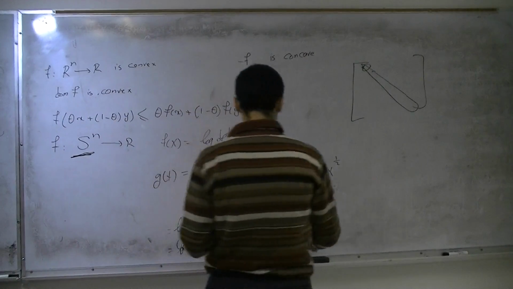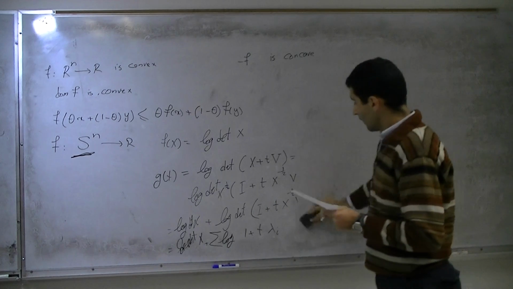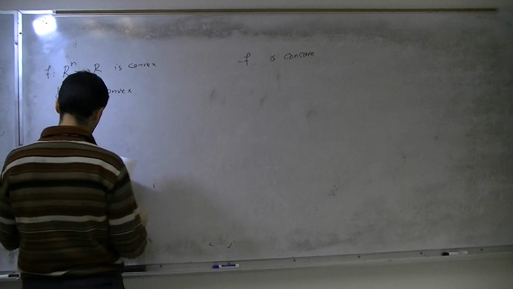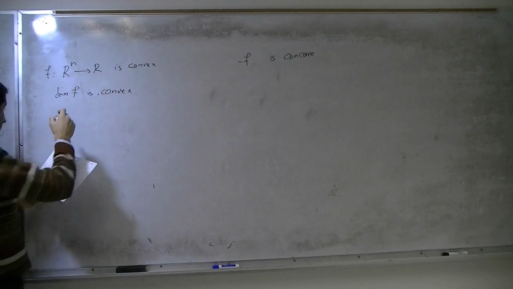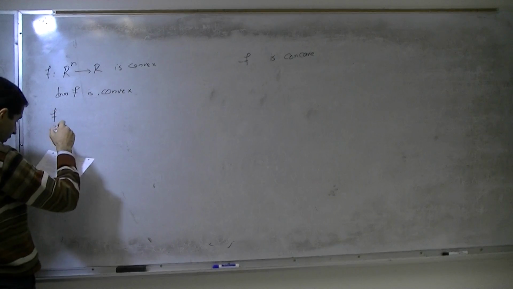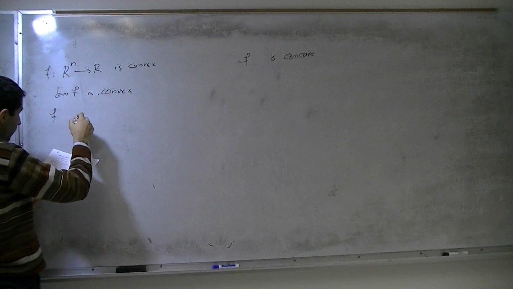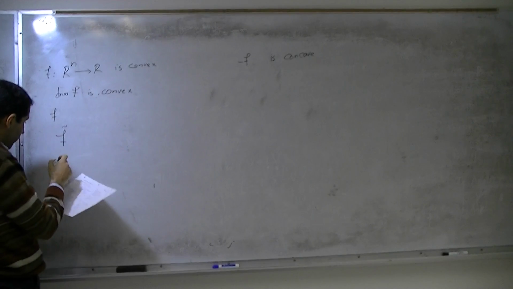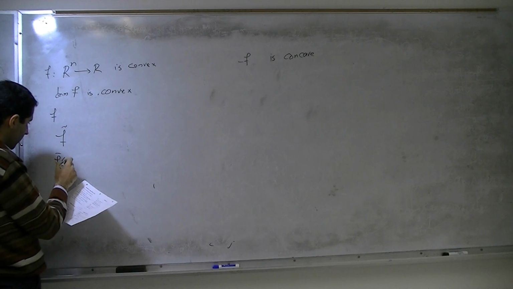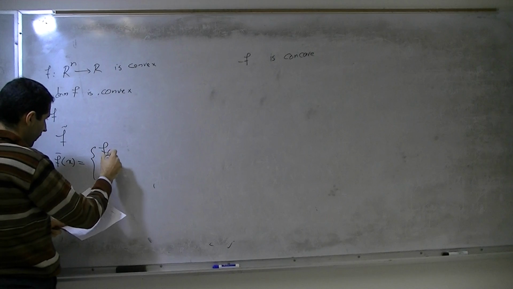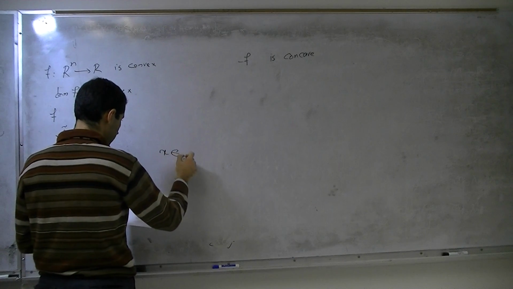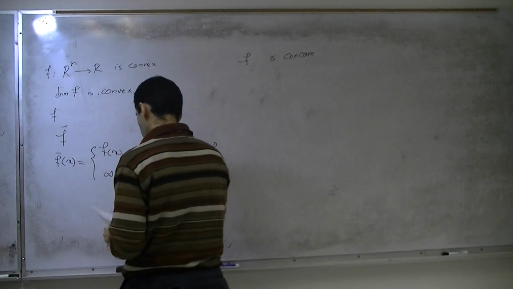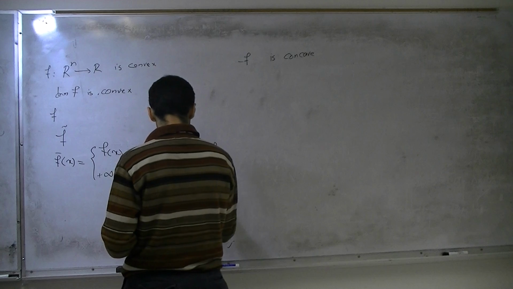Next topic is extended value extension. This is an extension: if you have a function f, we can define a function f tilde or hat, or anything, whose value f hat of x is equal to f of x if x belongs to the domain of f, and is equal to plus infinity if x does not belong to the domain of f.